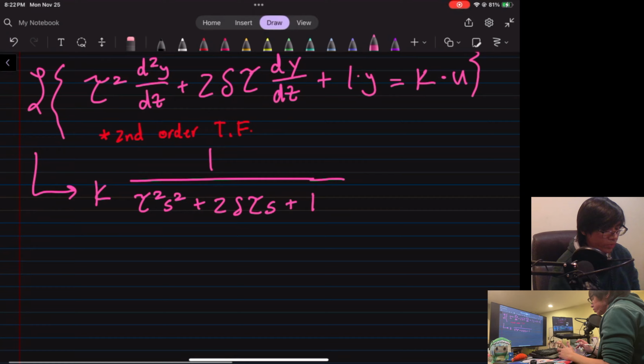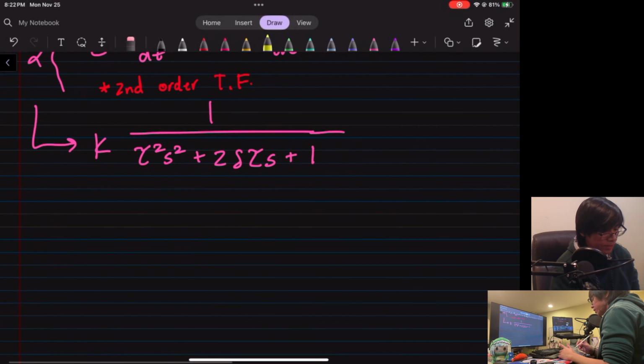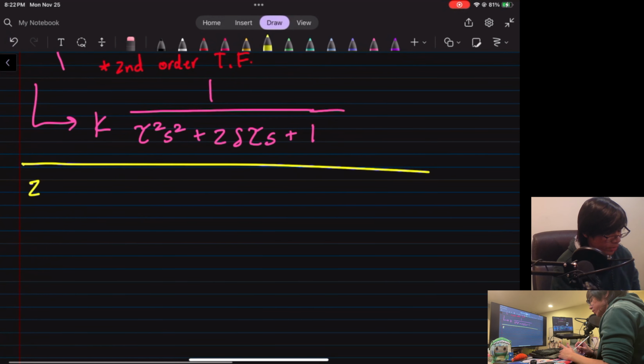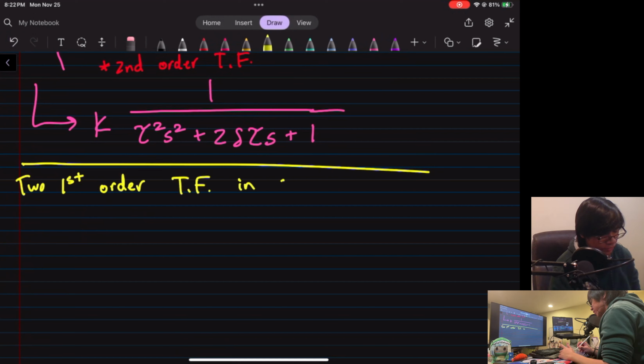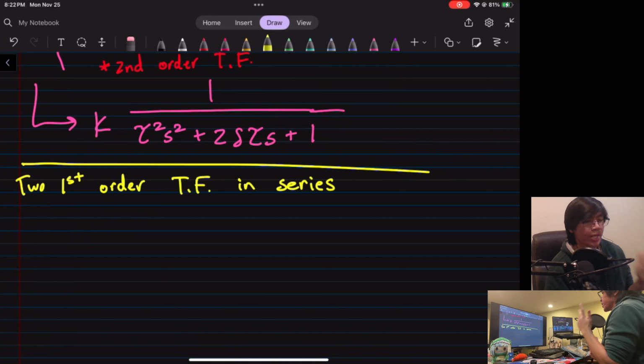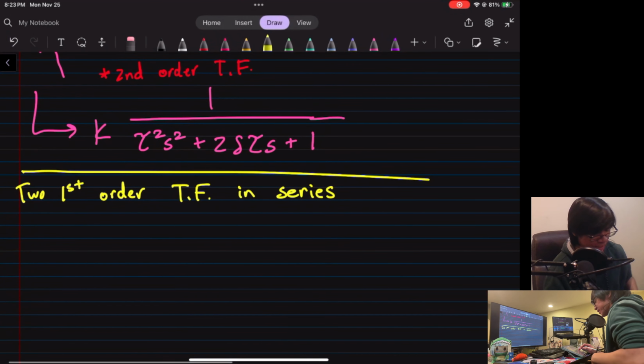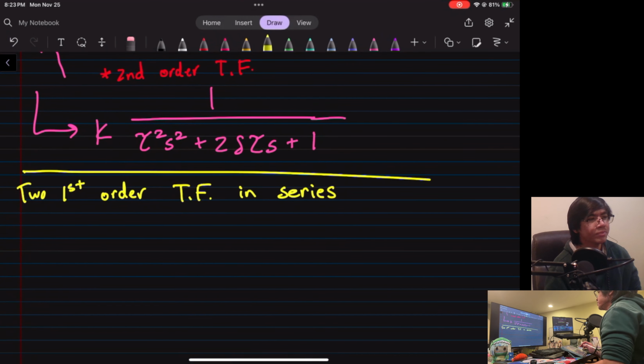So this is what we'll use to reference for our 2 first order transfer functions in series. So that's what we'll be doing right now, and I believe we're going to prove that it's always overdamped. So this idea of damping, that zeta, that damping factor, so that we have 3 different values we can come to for zeta.